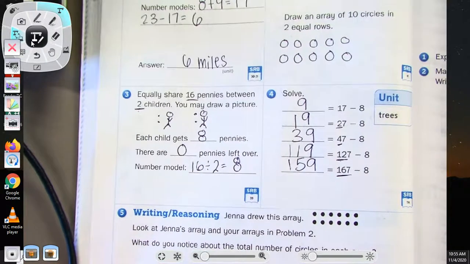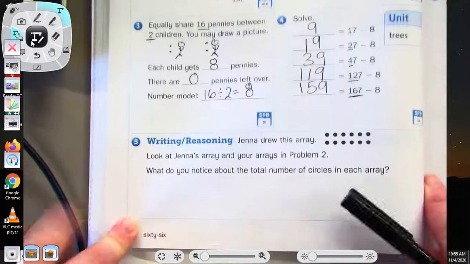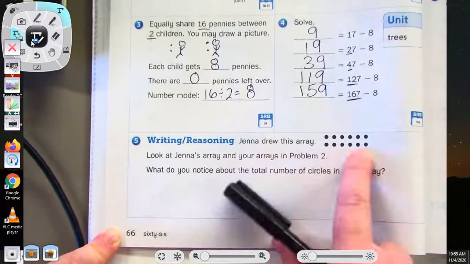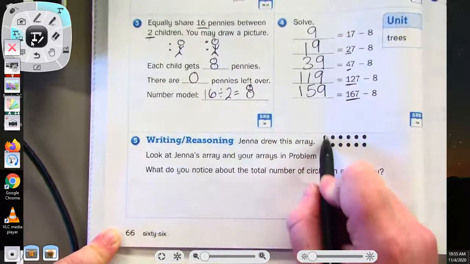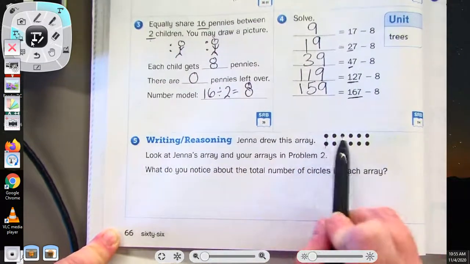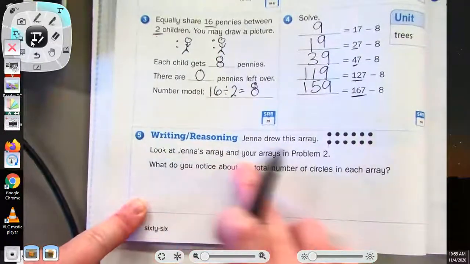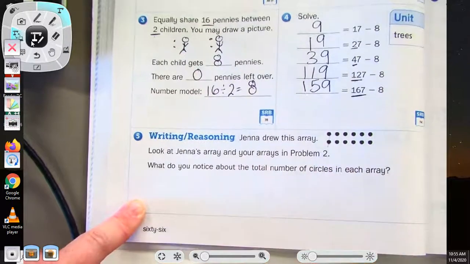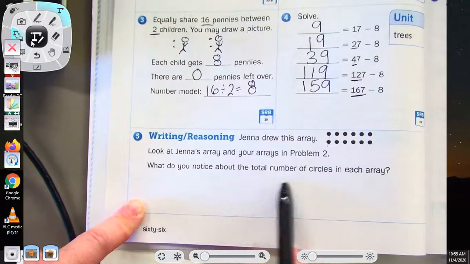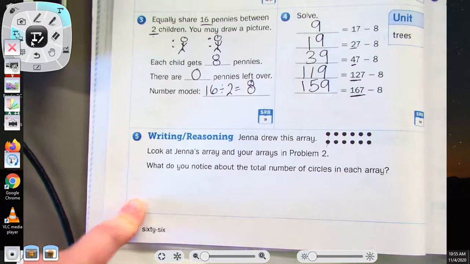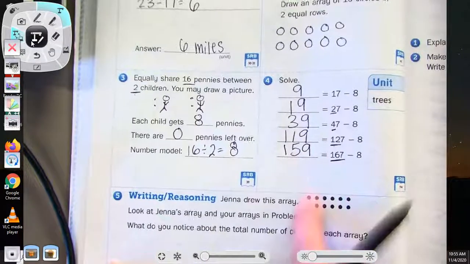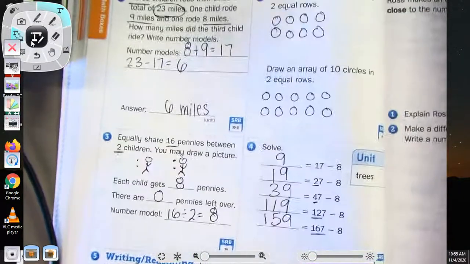Now, the last problem is problem 5. It says, Jenna drew this array. So there's 2 rows, and it looks like there's 1, 2, 3, 4, 5, 6 in each row. Look at Jenna's array and your arrays in problem 2. What do you notice about the total number of circles in each array? So this is what Jenna's looks like. These are what ours look like up here. What do we notice about the total number of circles?